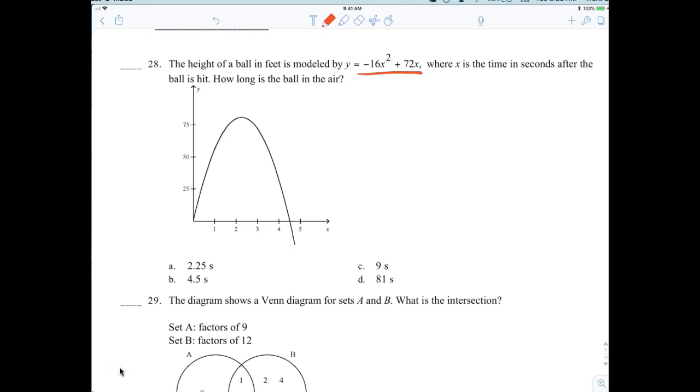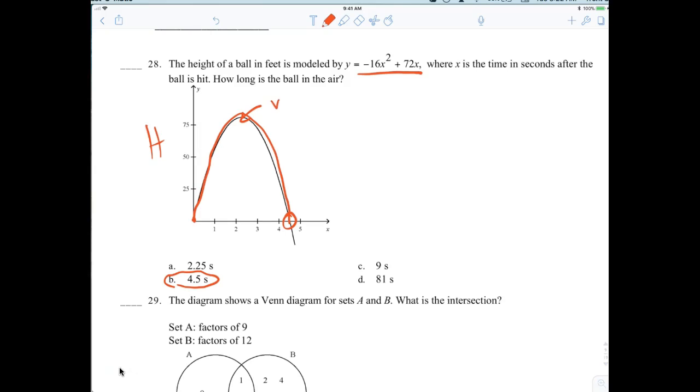Who can tell me how long the ball's in the air? Like 4.5 seconds. Exactly, 4.5 seconds. Now, how do we know that? We know that because the y value represents the what? The height. So the ball starts at the ground, it goes up, and it hits the ground. Now, let's review.